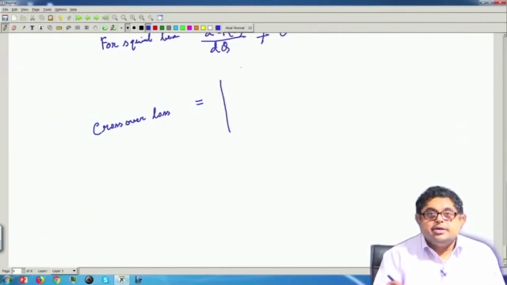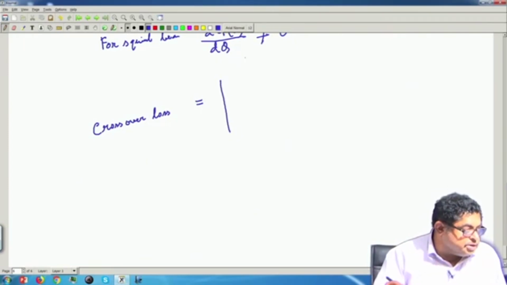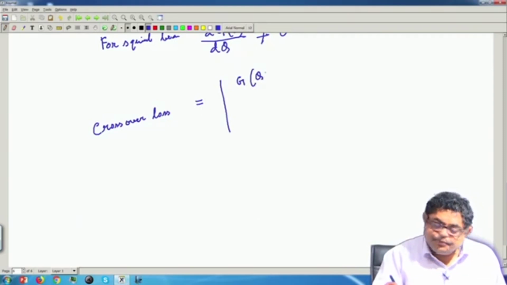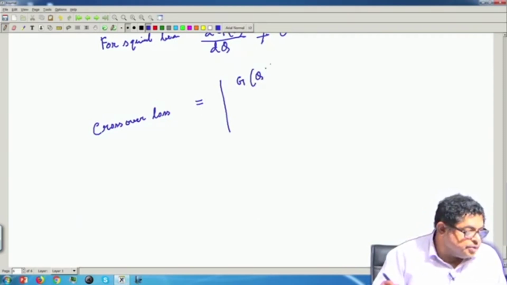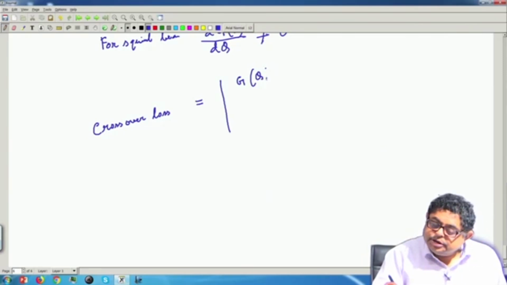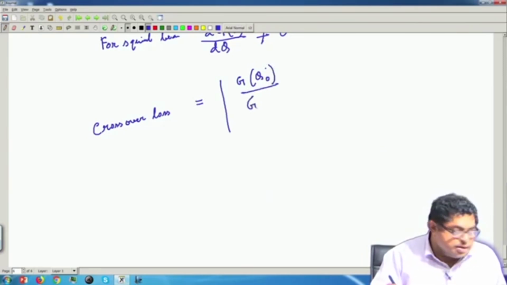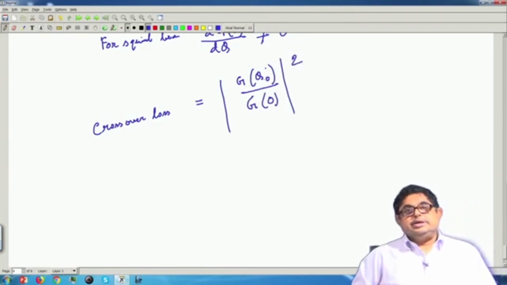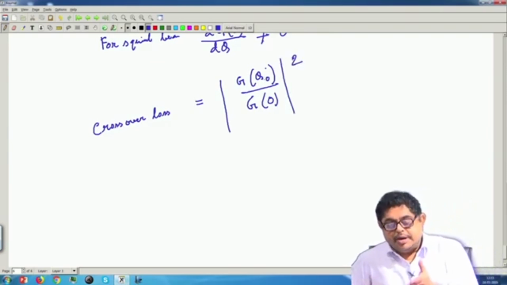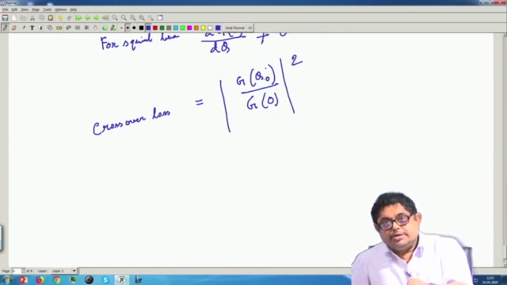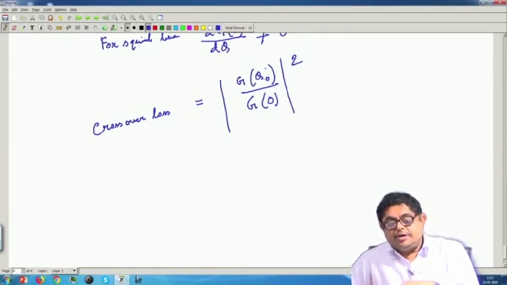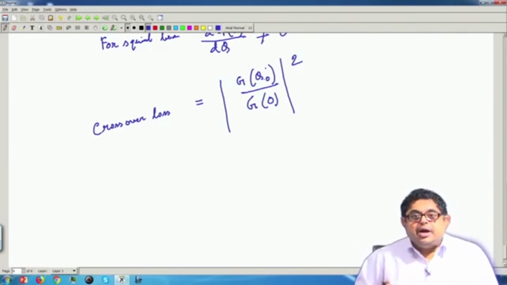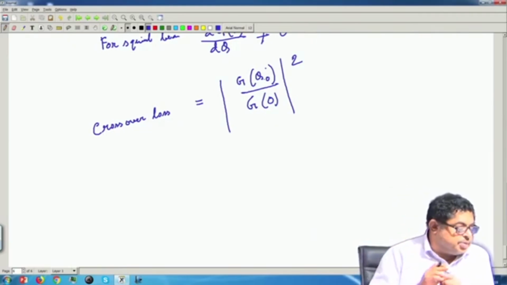You see how much power loss there is. It is g theta naught by g naught, this ratio. The numerator is less than the denominator, and we are squaring it because it is a power. So, this is the negative point of having a squint beam.